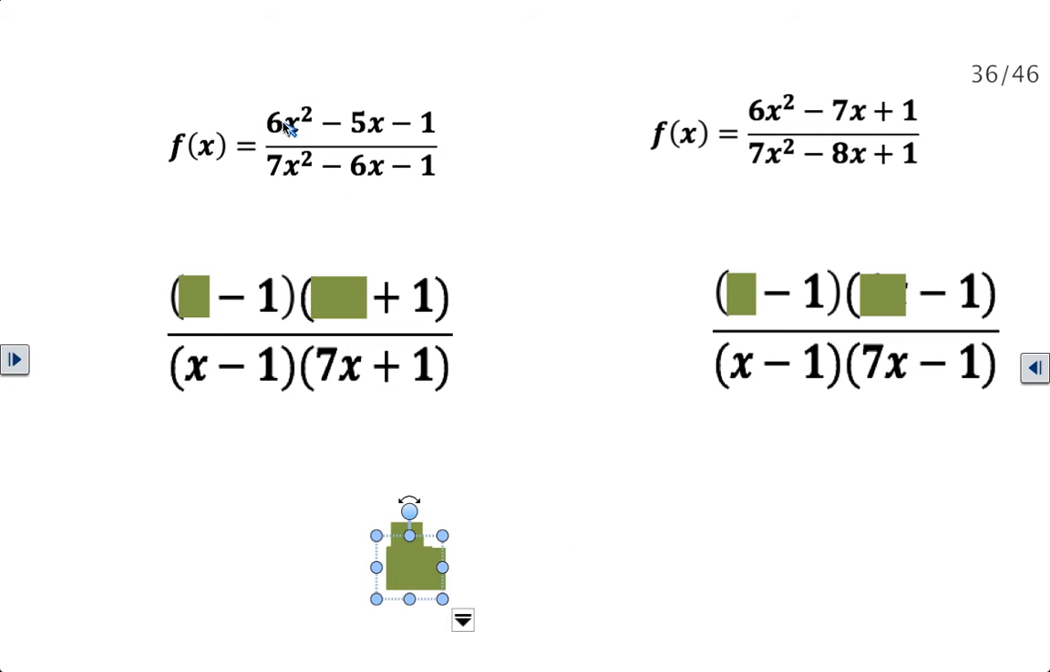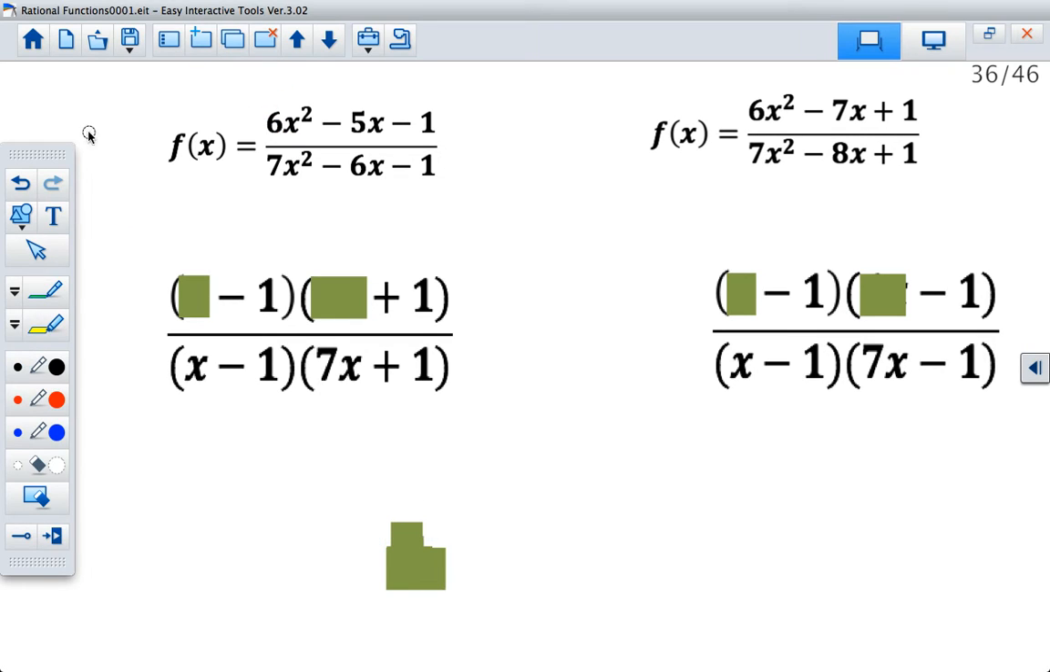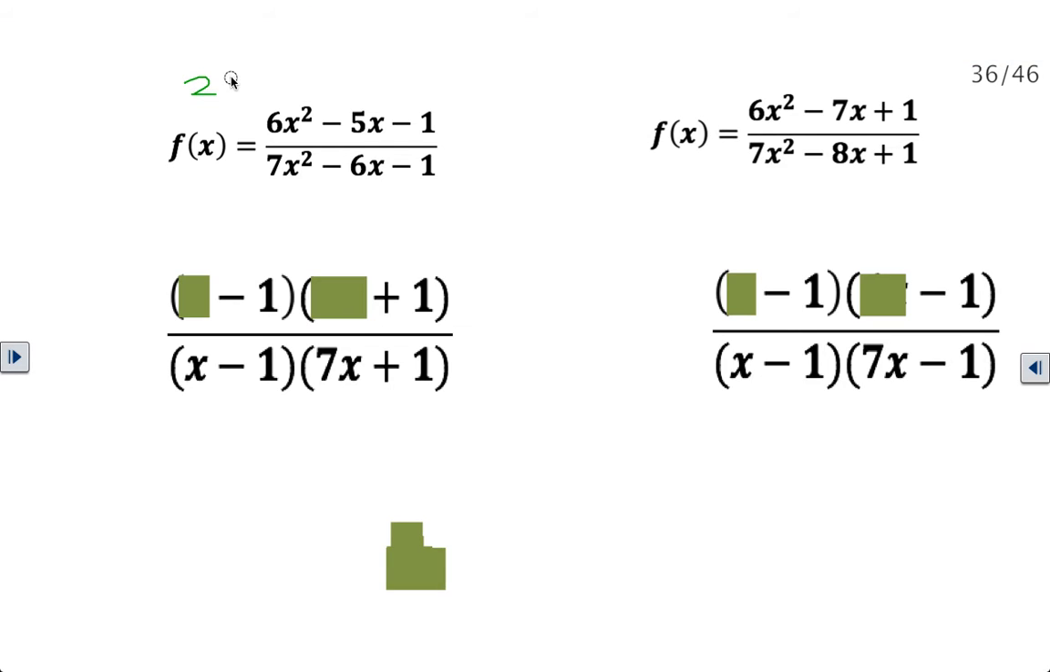For the 6, it's not so readily apparent. You could have a 2 or a 3. Let me write that down. Okay, so you could have a 2 times a 3 to give you 6. That'll give you 6. Or you can have a 1 and a 6. 1 times 6 will also give you 6. But you need to ask yourself, how can you add these terms together and get a negative 5?